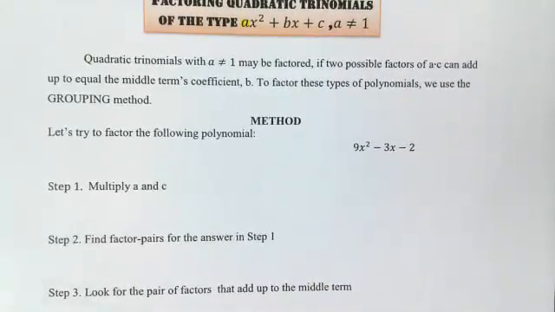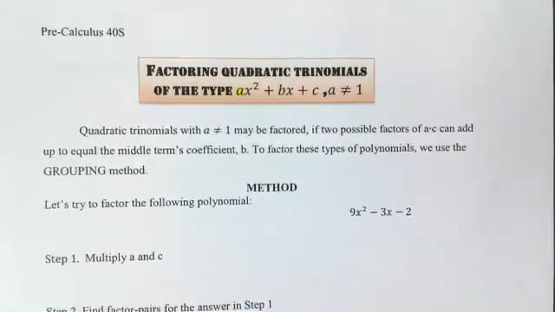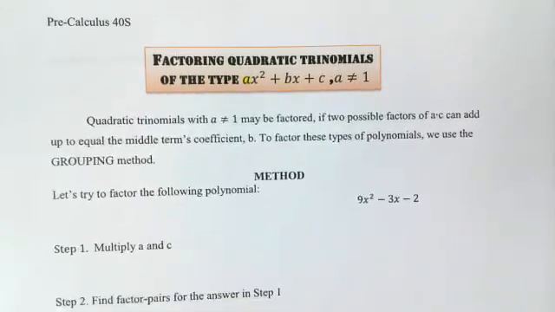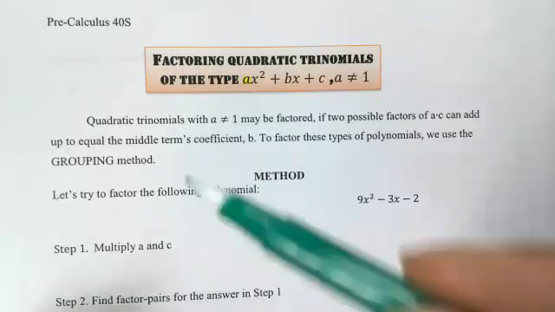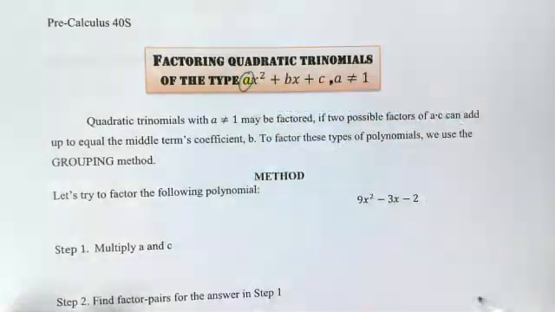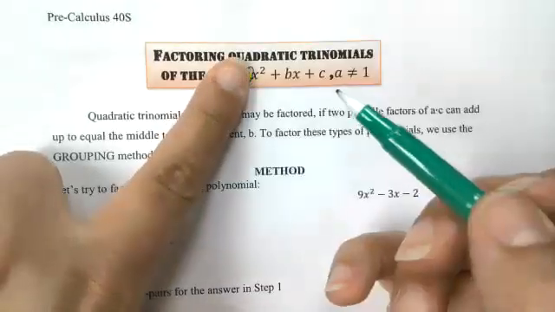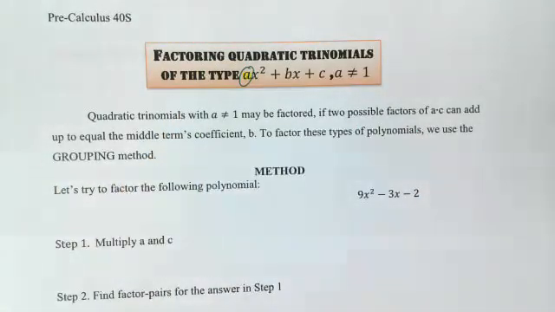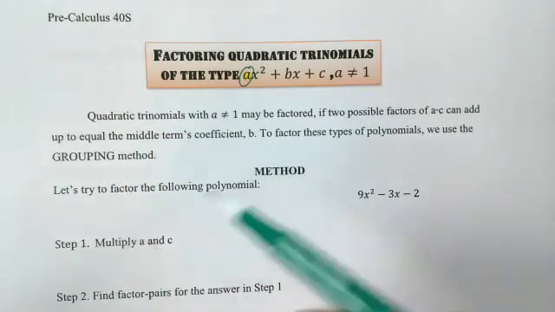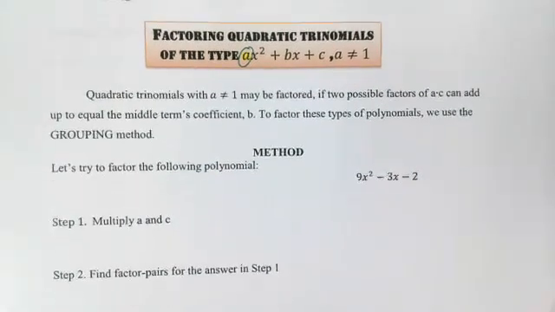Okay, so factoring quadratic trinomials of the type ax squared plus bx plus c. And we notice that we have this a here. There are going to be two types of this factoring: where this a is 1, so basically you're going to have nothing there, or when a is different than 1, where we're going to look at this page.